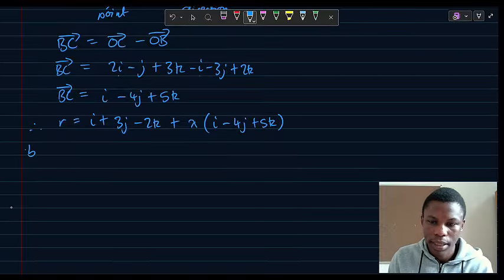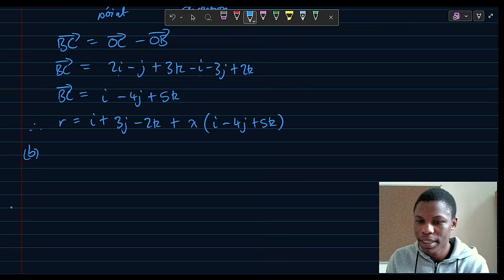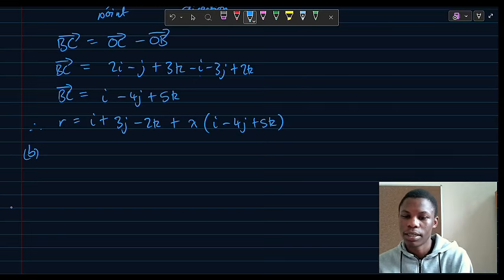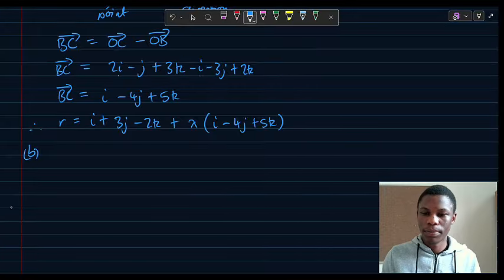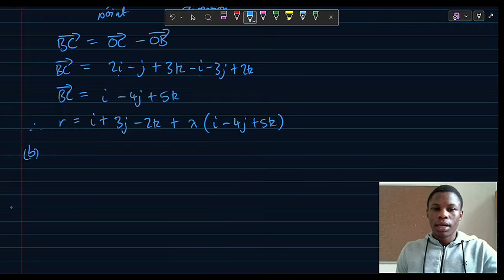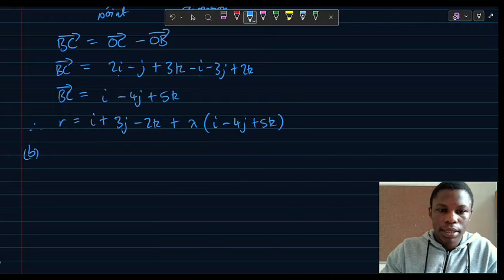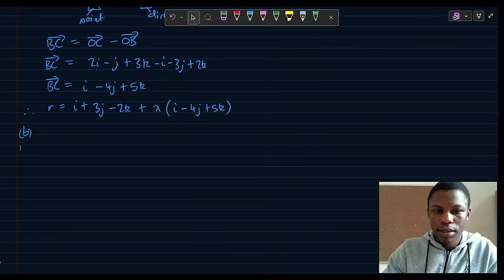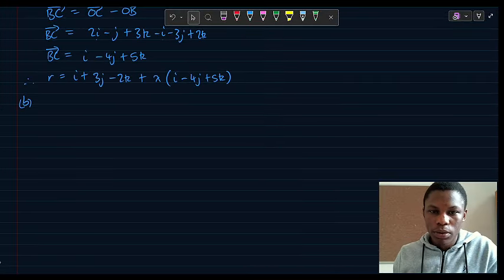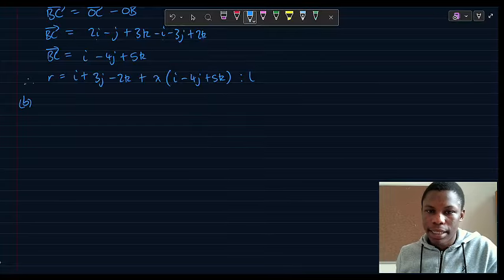Now part B says, the point P is the foot of the perpendicular from A to L. Find the position vector of P. Okay, so let's sketch this out. So we've got L being this line here, that's line L. So let's say our line L looks like this.